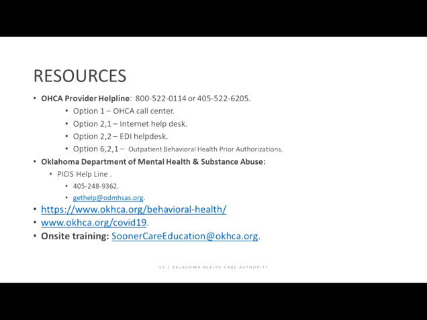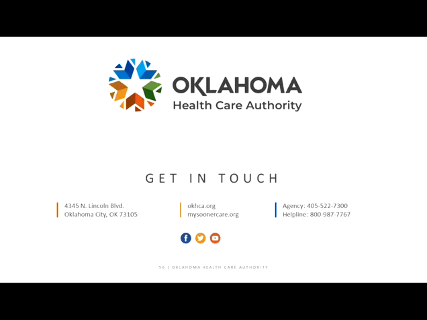So there are the phone numbers you can call in to get help. There's information to reach out to DMH for help on the Pisces. If you're needing some training, we have access. You can send an email in and request training through the Sooner Care Education. And then here are ways just to get in touch with the Oklahoma Healthcare Authority if you have any questions.